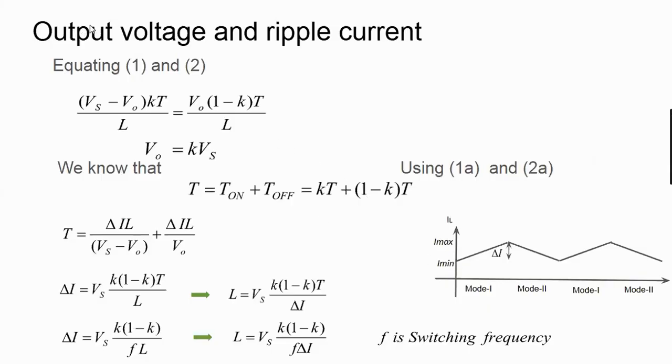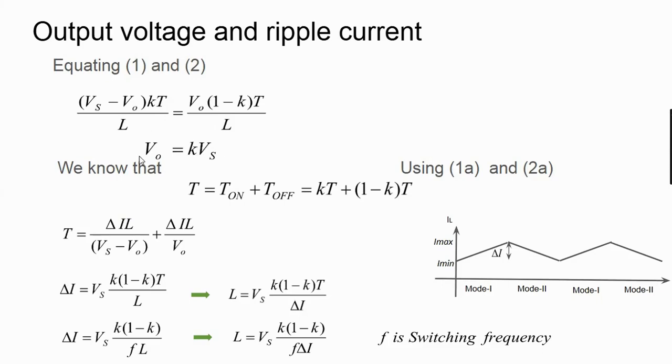And we need to find the average output voltage and the ripple current. The average output voltage can be found by equating equations 1 and 2. Equation 1 is (Vs minus V0) into KT by L. That should be equated to equation 2, which is V0 into (1 minus K) into T divided by L. So equating and simplifying the expression, we get V0 equal to K into Vs.